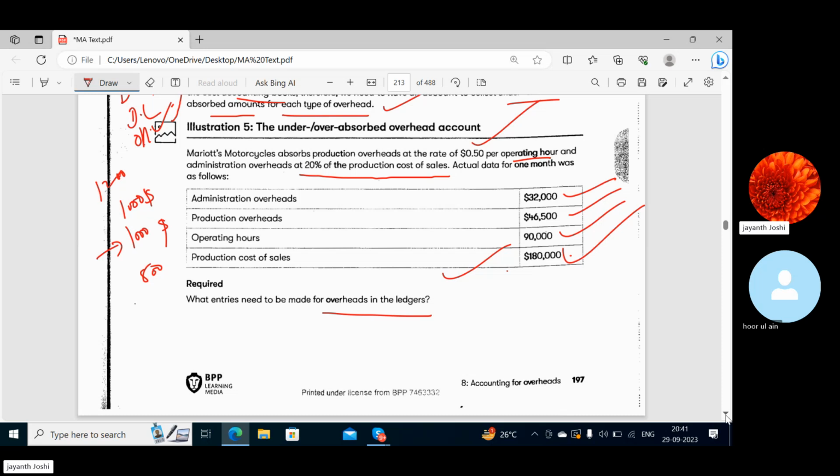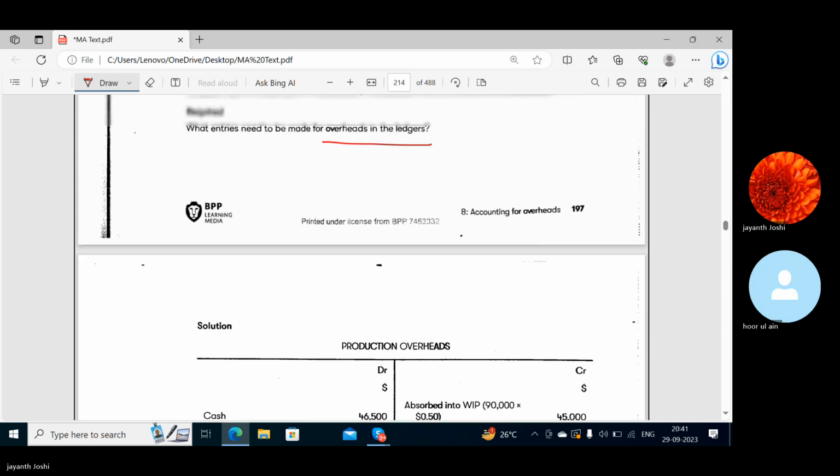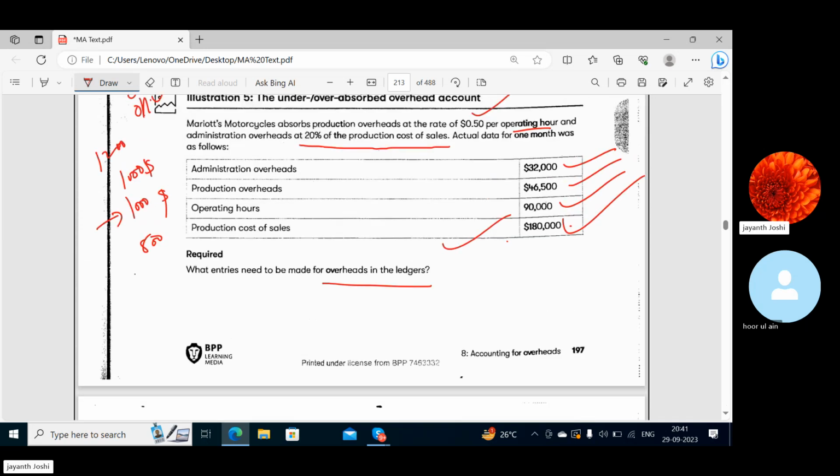So we'll make the overheads accounts. We'll make production overheads. These are the overheads given to us: production overheads, administrative overheads, and production cost of sales, and the amounts are this. What is the entry for administrative expenses? Administrative expenses to cash. Am I right? Because an increase in expenses is debit and a decrease in asset is credit. Do you agree with this, Hoor? Yes, sir. This is the journal entry, right?